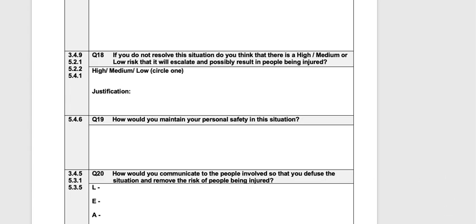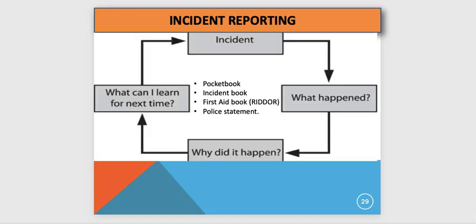recap, obviously, on the incident report. There's one more slide I want to show you, and that is incident report. So incidents happen: what's happened, why did it happen, and what can I learn for next time. So one of the questions that comes up is, what is the importance of an incident report? Well, it becomes a legal document. Once you've signed it, it becomes a legal document. But it also puts the facts down.